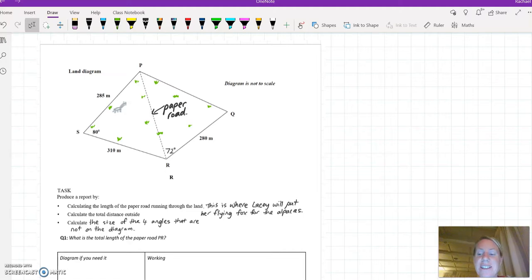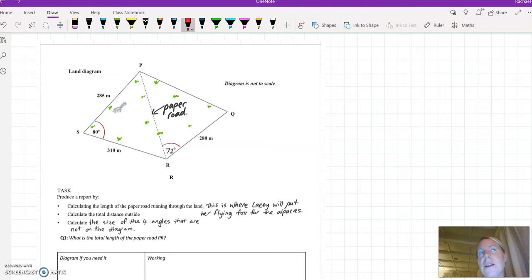Calculate the total distance outside is the next question. So in other words, the perimeter of this quadrilateral that we've got here, this 4-sided shape, and calculate the size of the 4 angles that are not in the diagram. So at the moment, we've got 2 angles that are in this diagram. We've got 80 degrees and we've got 72 degrees. We need to figure out what those other 4 angles are as well. Notice that it says produce a report.